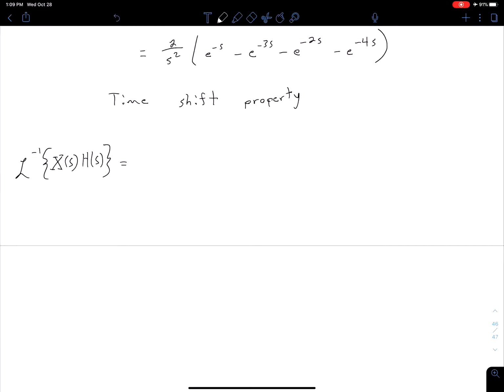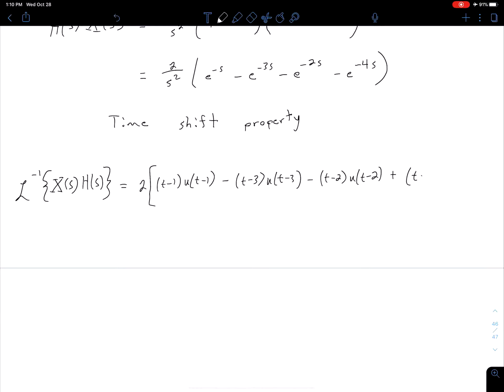is equal to, so we have a factor of 2 out front, and then we're going to have t minus 1, that quantity multiplied by u of t minus 1, so that's a shifted step function, minus the quantity of t minus 3 times u of t minus 3, minus quantity of t minus 2 times u of t minus 2. So we see a lot of shifted step functions. And then finally, we're going to have plus t minus 4 times u of t minus 4.